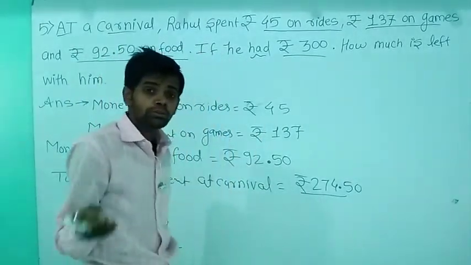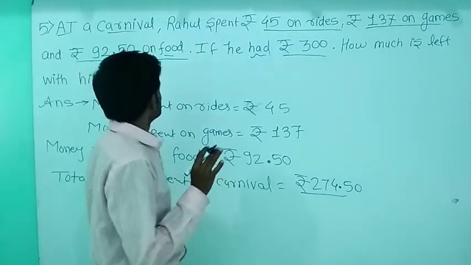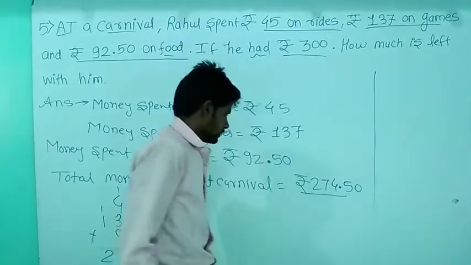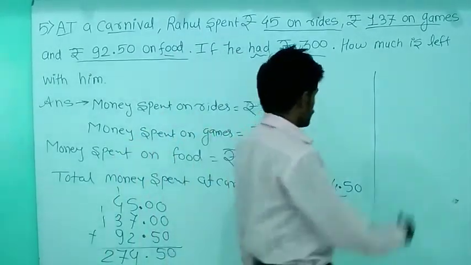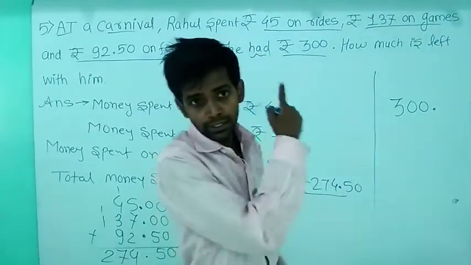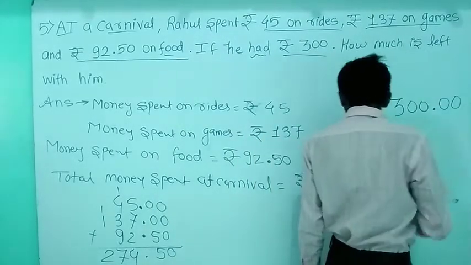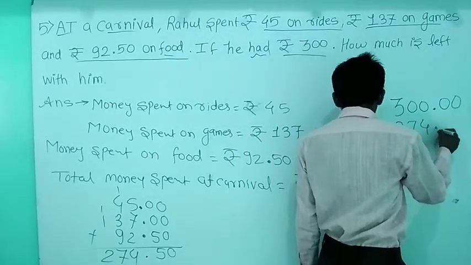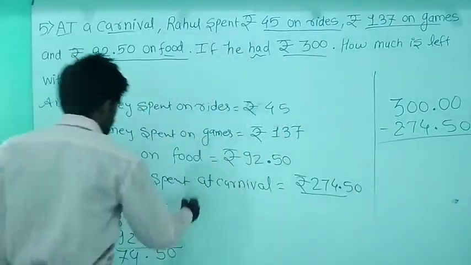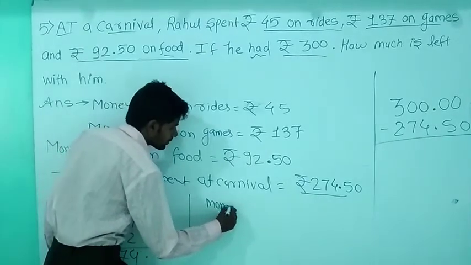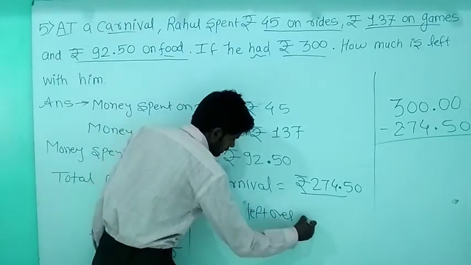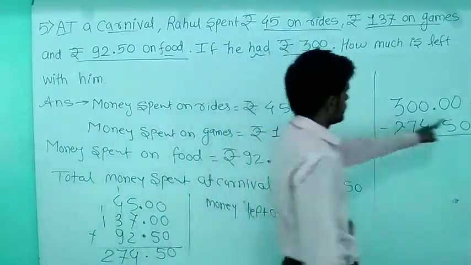Now we have to find the total amount which is left over with the Rahul. हाँ, Rahul here. Okay, so what we will do, we will subtract this 274 rupees 50 paise from 300 rupees. So we will write 300 rupees, there is not a paisa, so we will write 0 and 0, write properly. Okay, and 274.50. Now we have to subtract it, so we will write here money left, left over is equal to what?